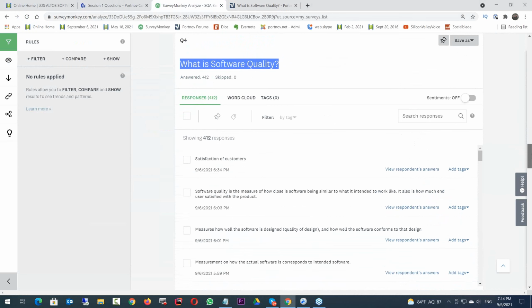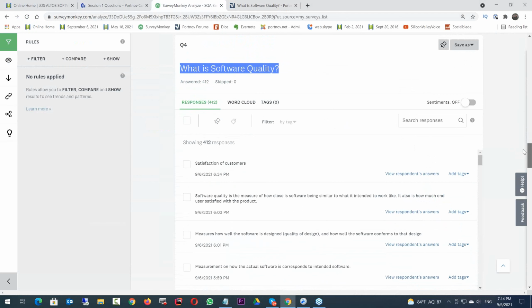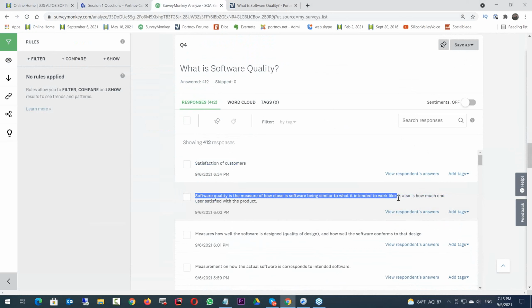It depends who you are. To customers, it is customer satisfaction. To you, it is being up to requirements. And that one says here, software quality is a measure of how close software is to what it was intended to work like. The measure of how close software is to the requirements.